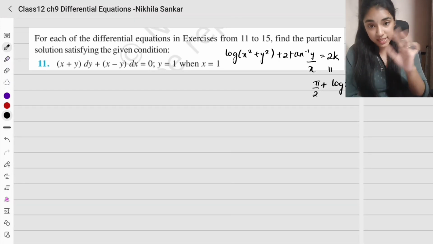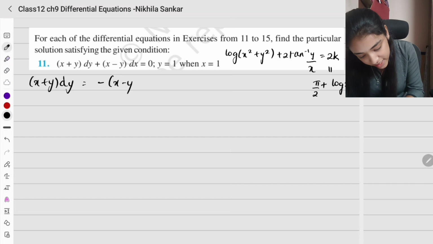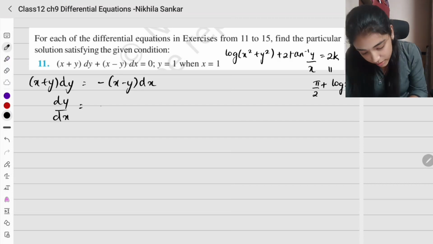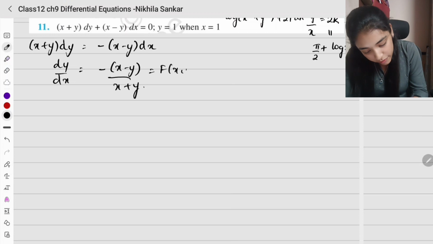Now dy by dx to one side, the rest to the other side. So what do I have? (x plus y) dy equals minus (x minus y) dx. So what is my dy by dx? It is going to be minus of (x minus y) divided by (x plus y). Now this is my function f of x, y.